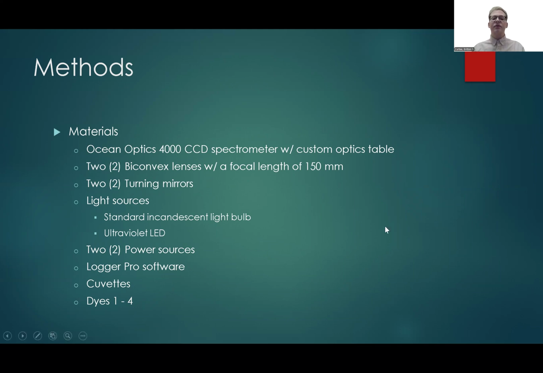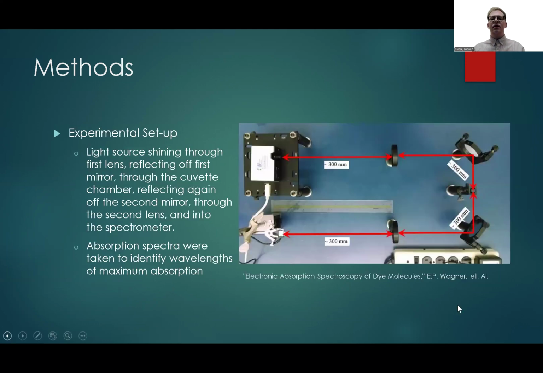We're using the Logger Pro software, and we're also using cuvettes to hold the dyes that we're using. We're also using dyes 1 through 4, of course. This is just giving us a look at what our setup looks like. On the bottom left is where the light source is originating from.